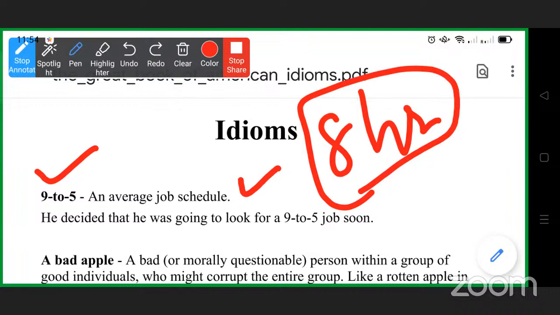A 9 to 5 job means the person actually has an 8-hour shift, or 8-hour continuous work, with maybe a 15-minute or half-hour break in between. So that person would be doing the 9 to 5 job.